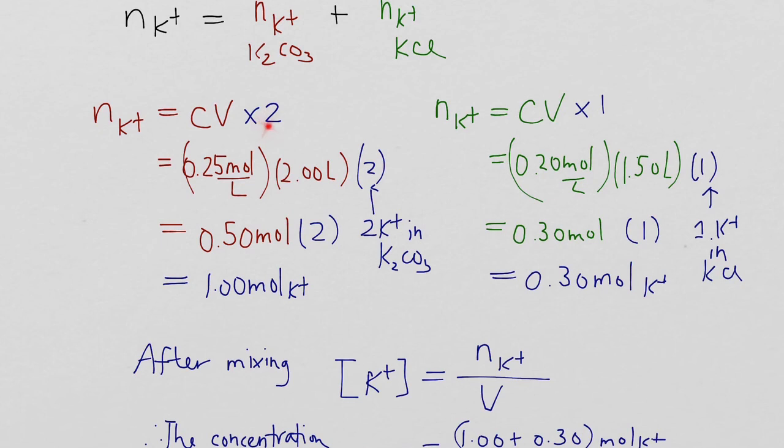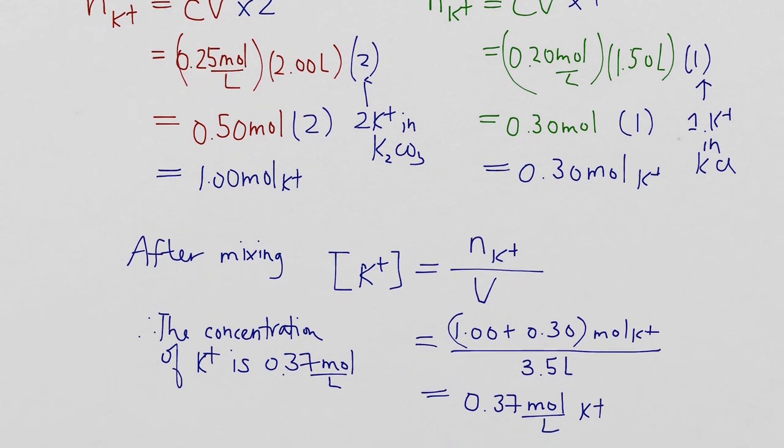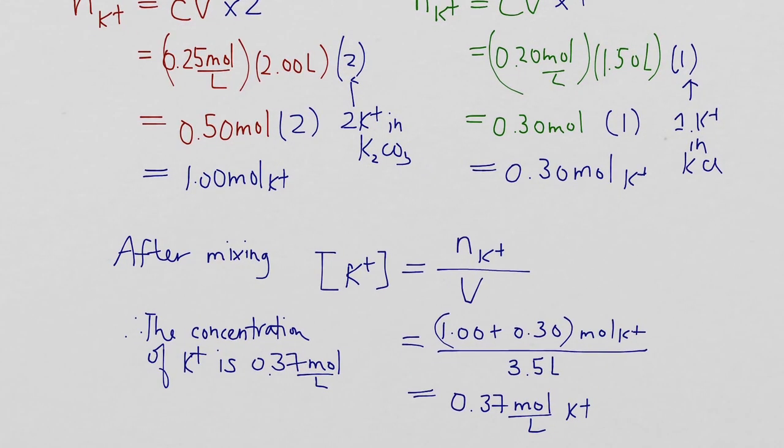If you didn't do the multiplying by 2, what you're actually calculating is the moles of K2CO3. So in order to convert to K, you have to multiply it by the number of potassium ions in the formula unit. And then finally, we can calculate the concentration after mixing, which is the moles of potassium ions that we got from both of these. So 1.3 moles divided by 3.5 liters, which is 0.37 moles per liter.